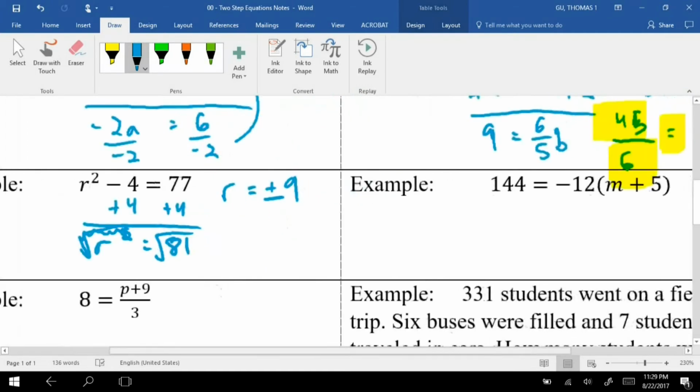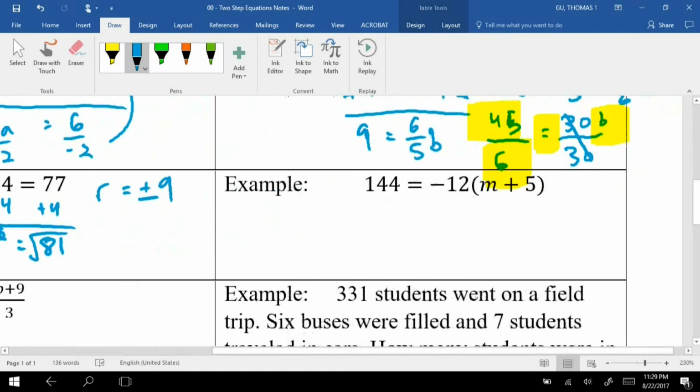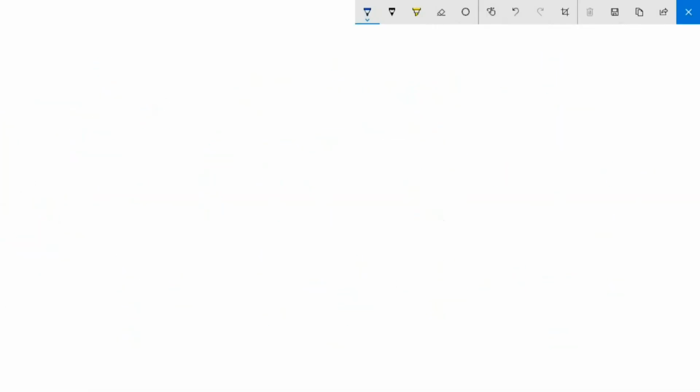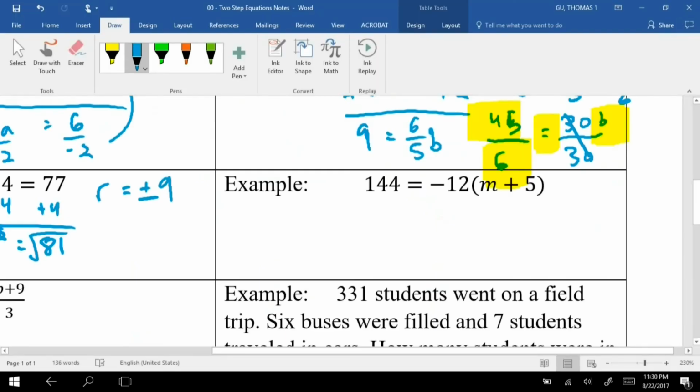Okay, let's go to the next one. We got 144 equals negative 12 times n plus 5. Okay, remember, we could use the distributive property. Look, let me just write this one down for you. Check this out. Give me that sketch pad. Boom. I forgot the question already, so let me just get out of there.